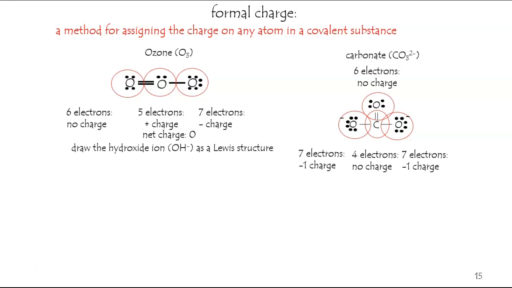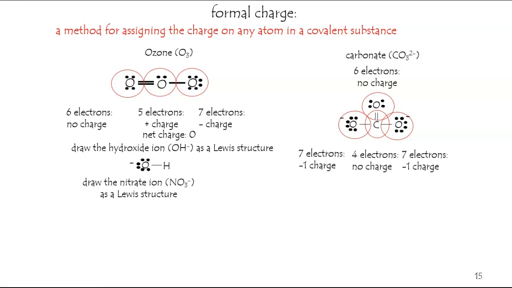Try the hydroxide anion. Draw it as a Lewis structure. Oxygen wants to have 2 bonds. We're going to have to draw it a little bit differently, right? We'd have to have a negative charge somewhere. I'd put it on oxygen. Hopefully, you could pause it and try it. I hope you came up with this. This oxygen has 7 valence electrons, hence the negative charge. This hydrogen has 1 valence electron that it's sharing, hence no charge. That's the hydroxide anion.